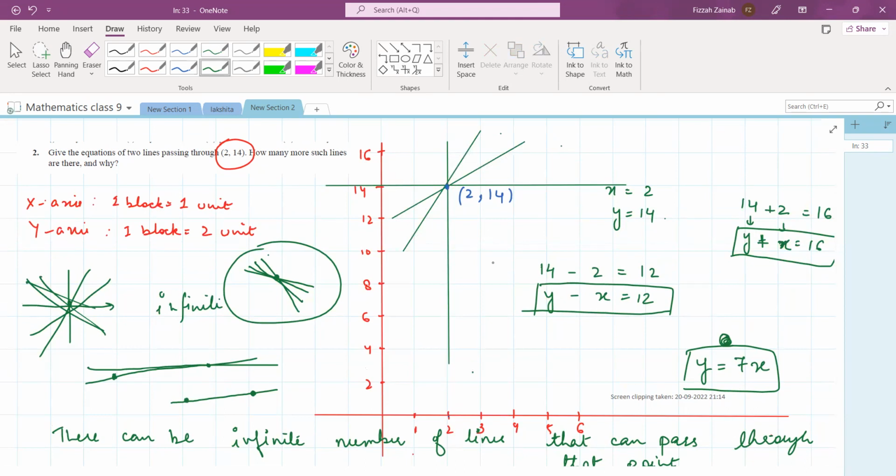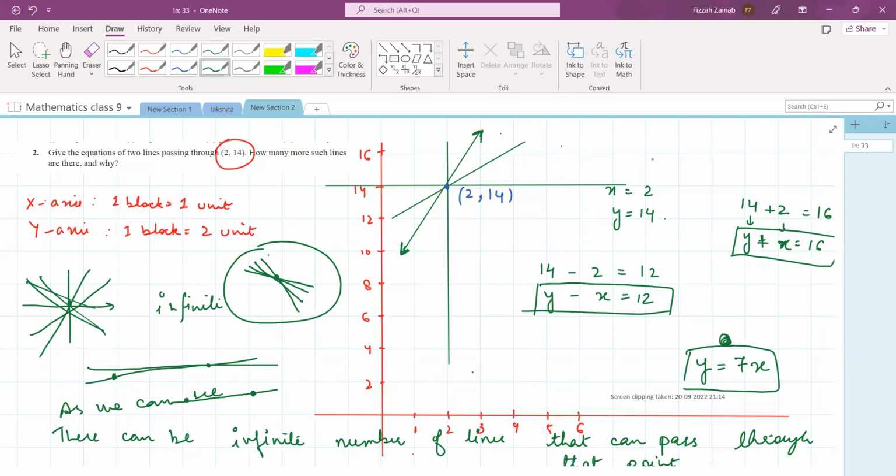So you can write, as we can see, there can be infinite number of lines that can pass through that point. So line means you have to draw the arrow actually on both sides. We don't draw it, but it means it can be extended both ways.